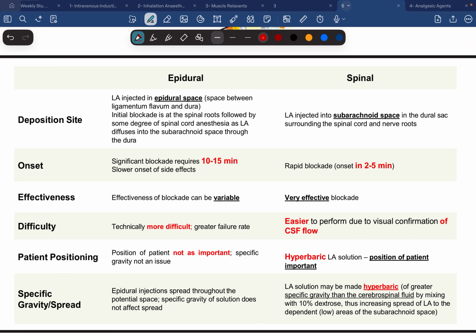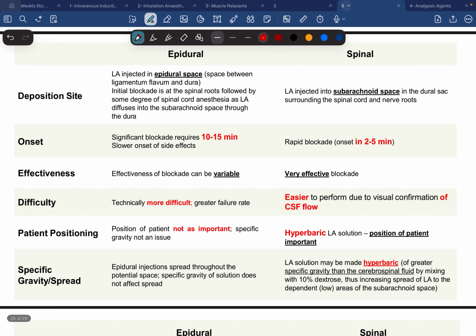We've already talked about the deposition site. Onset, spinal is much quicker, much more rapid onset. Usually within 2 to 5 minutes, you will have a perfect block. Onset of the epidural, it needs higher volumes and a little bit longer time. Usually with an epidural, there is a walking epidural that we give lower concentrations of higher volumes of local anesthetic, which will preserve their motor function and take away their sensation.